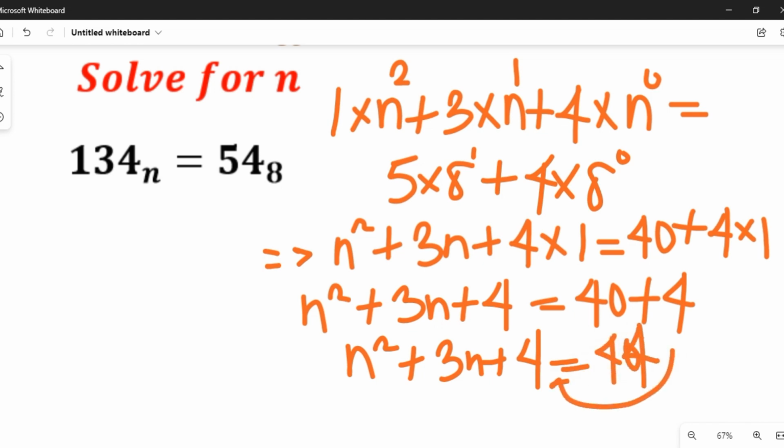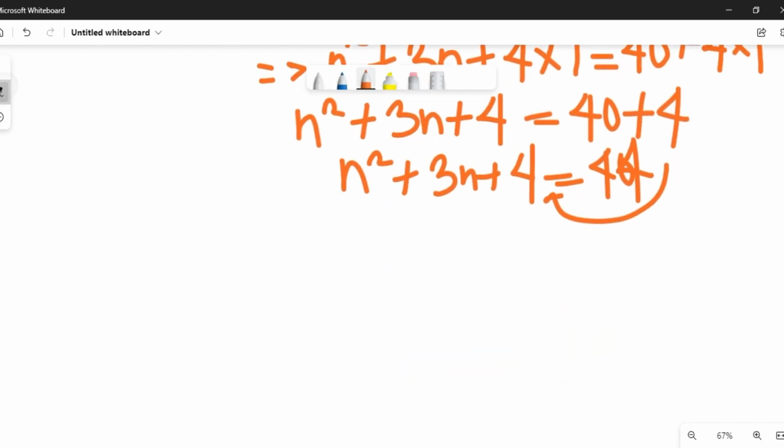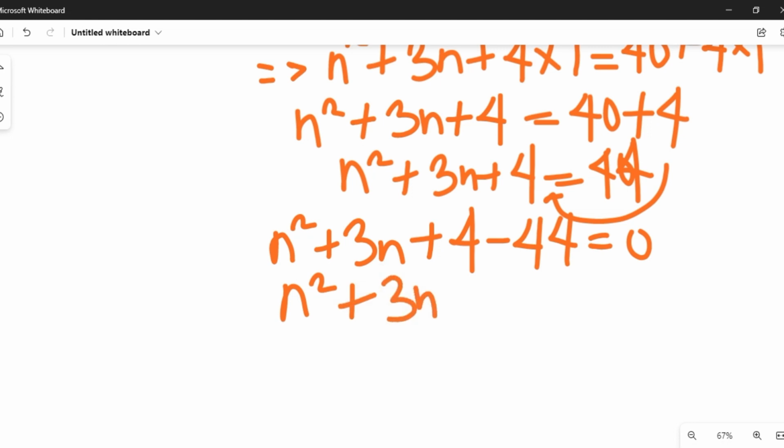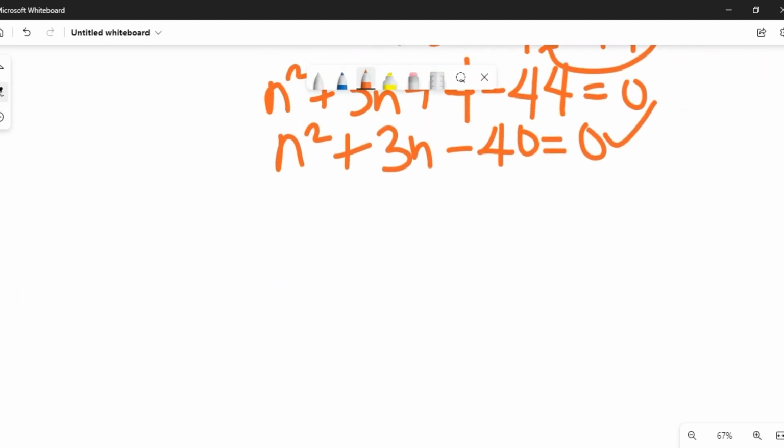So 44 will come over here to give us n squared plus 3n plus 4 minus 44 equal to 0. So we'll have n squared plus 3n plus 4 minus 44, which gives us minus 40, and this will be equal to 0. So this is a quadratic equation. We'll solve that quadratic equation using the factorization method.